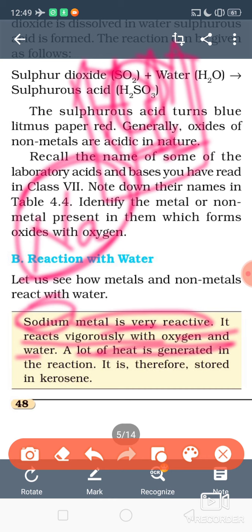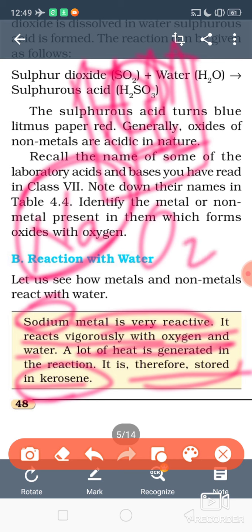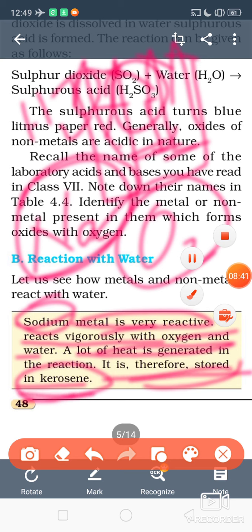So therefore it is stored in kerosene. Why is it kept in kerosene? Because in open air oxygen is there, so it will react with oxygen. Then if we keep it in water, it reacts with water also, and too much heat is generated. That's why it is kept in kerosene. Got it?